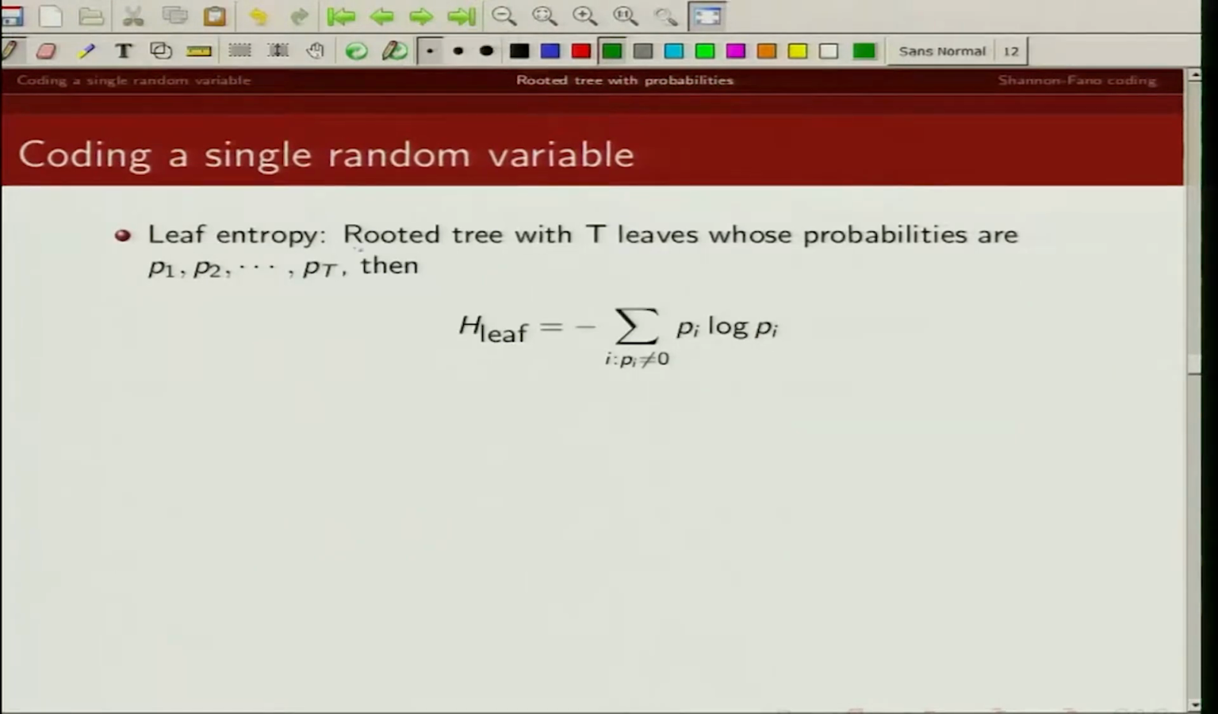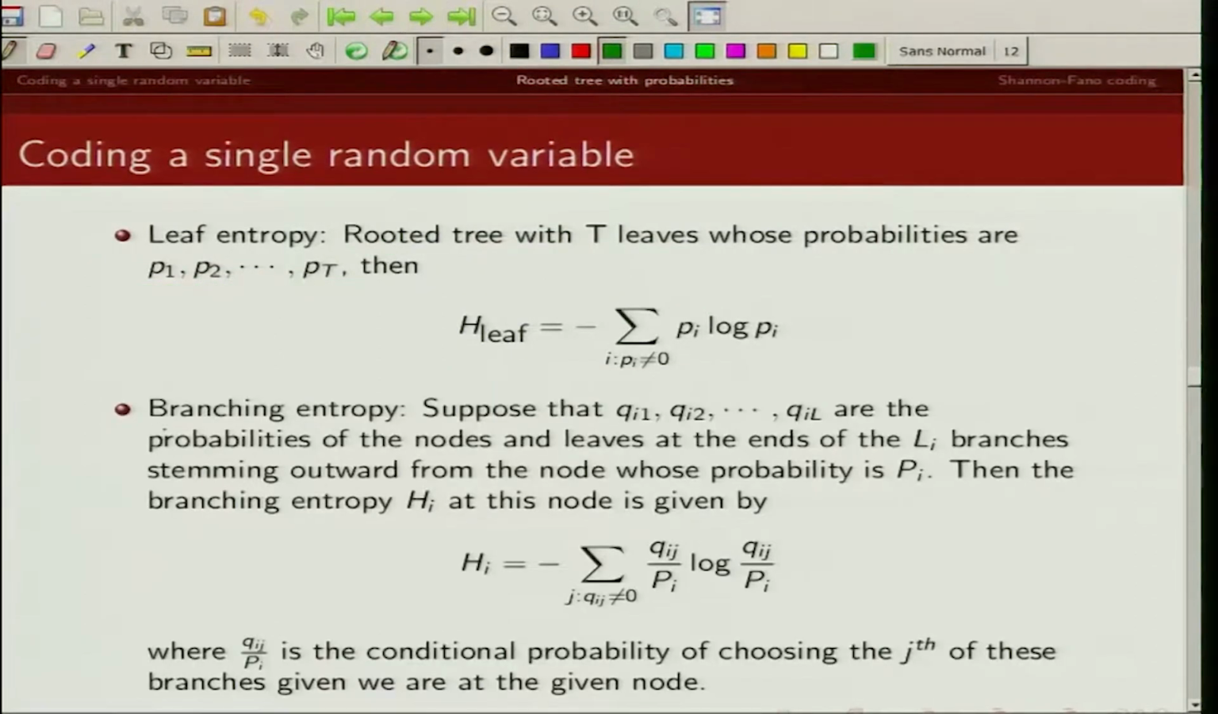Now let us define a rooted tree with T leaves whose probabilities are P1, P2, P3, ..., Pt. Then we define leaf entropy as minus the sum over all i of Pi log Pi. So this is how we define leaf entropy. Similarly, we can define what is known as branching entropy.